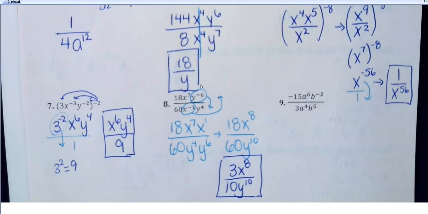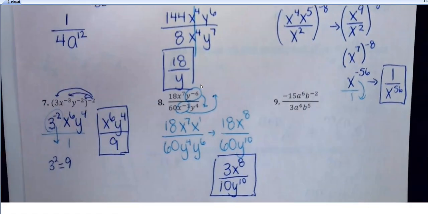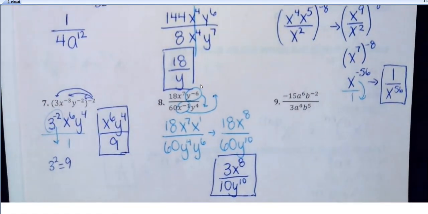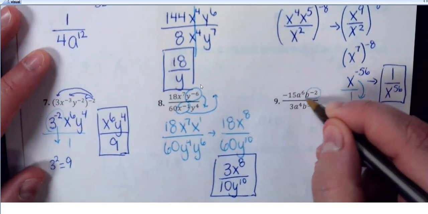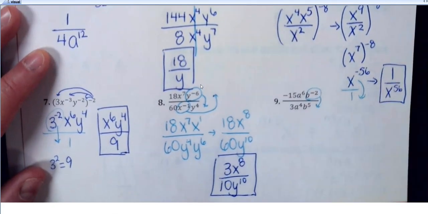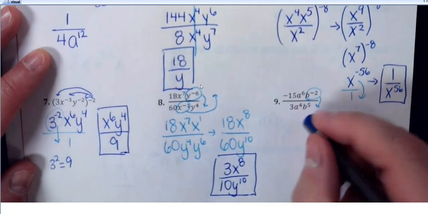Okay, now I have one more here. The reason I put this on here is that this starts to confuse people when we're working with negative exponents. I have a -15, just -15. That's not a negative exponent, it's just a negative number. So you don't move that, all right? The only thing I would move here is this b to the -2, that would go to the bottom. But the negative 15 is going to stay on the top.